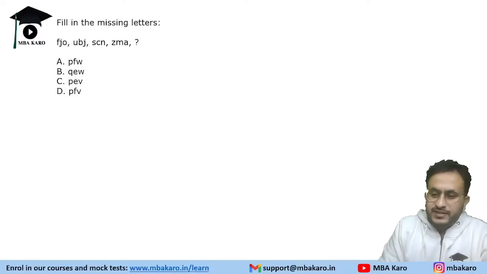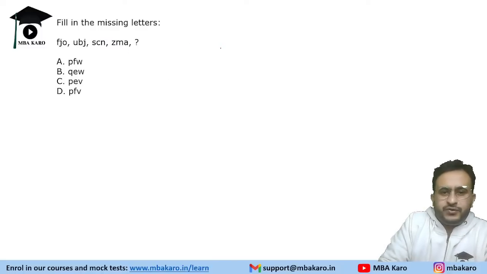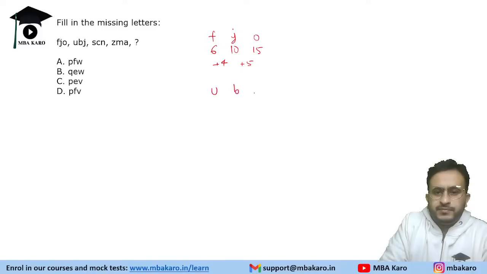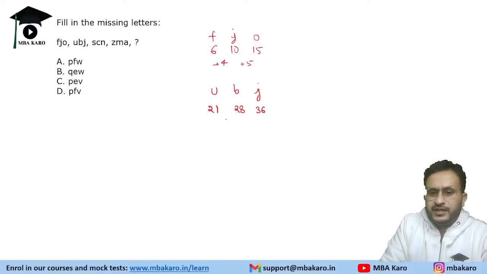Okay, so if you know the orders, that is great. So F J O: F is 6, J is 10, and O is 15. Right. So increase of 4, increase of 5. Then you have U, B, J. So U is 21. B is 2, or you can say 28 also. And accordingly, J will be 36, plus 7, plus 8.